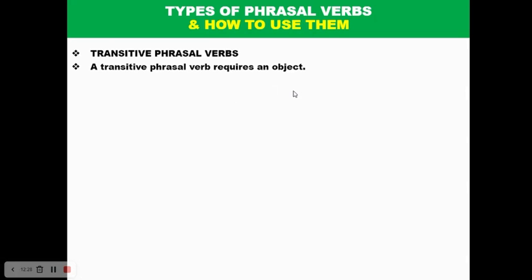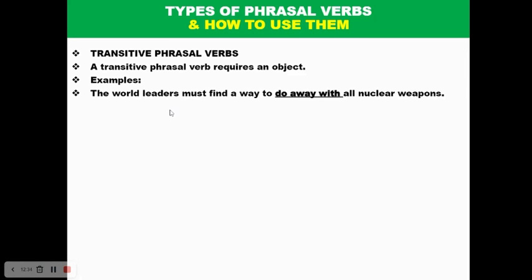Now, a transitive phrasal verb requires an object. That is what makes it transitive. Now, let's look at the examples. The world leaders must find a way to do away with all nuclear weapons. So here, do away with is the phrasal verb. Then nuclear weapons is the object. So you see, it is a transitive phrasal verb because it is used with an object.